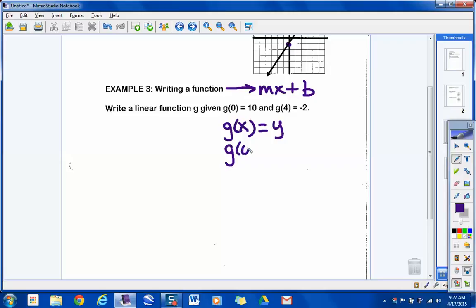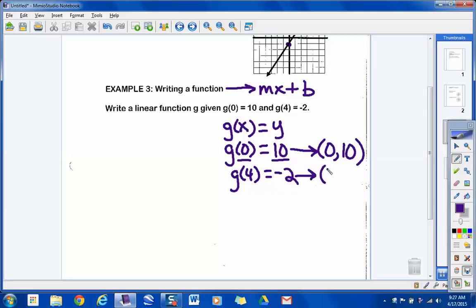What the heck does this mean? Basically what this is saying is when the x value is 0, what's your y value? 10. So this really equates to a point, which is what, comma what? 0, 10. Okay, everybody agree with that? And then when I assign g of 4 to equal -2 here, what point is that really? 4, comma, -2. 4 comma -2, right?